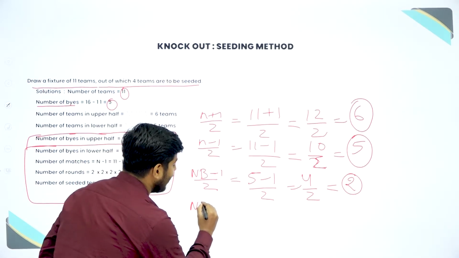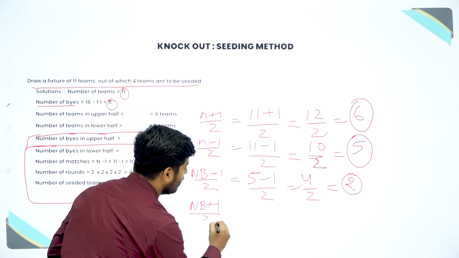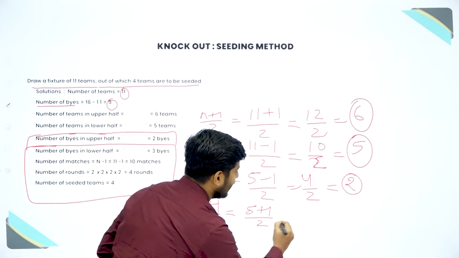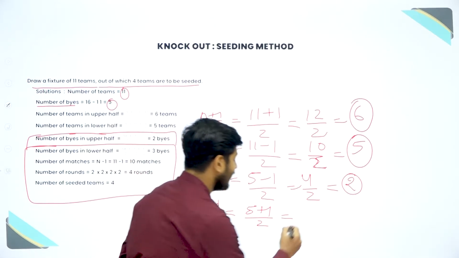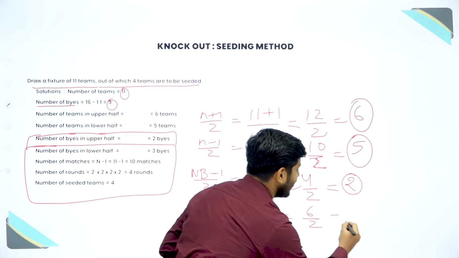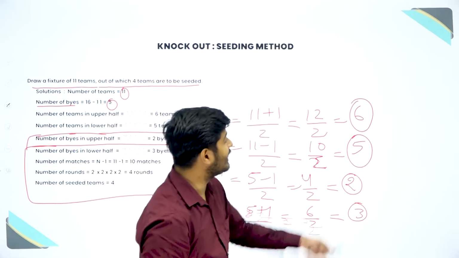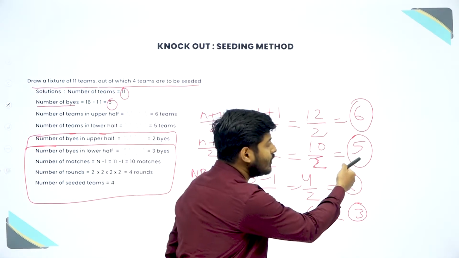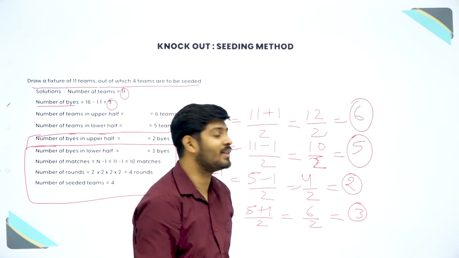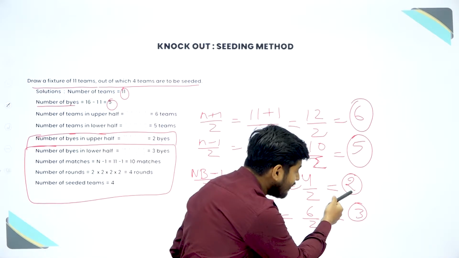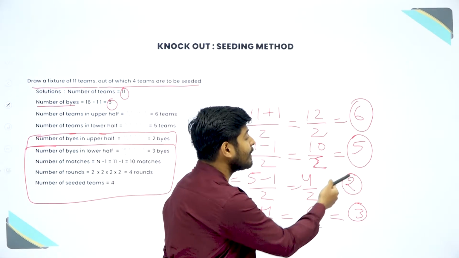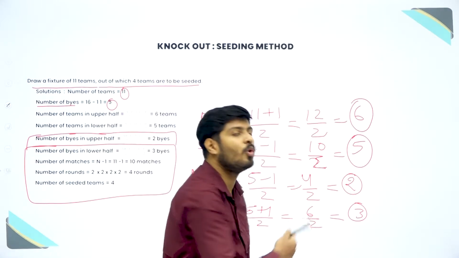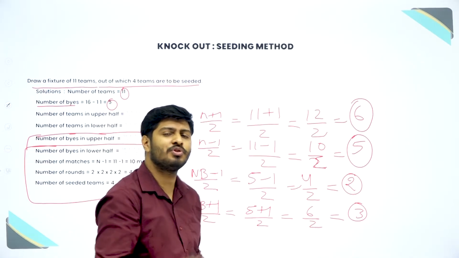Now let's see the lower half. For the lower half, it is NB plus 1 divided by 2. That is 5 plus 1 divided by 2. What will you get? You will get 6 divided by 2, that is 3. So here you have the total number of teams in the upper half, here the total number of teams in the lower half, here the total number of byes given in the upper half, and here the total number of byes given in the lower half. Now I will talk about the confusion that you may get.